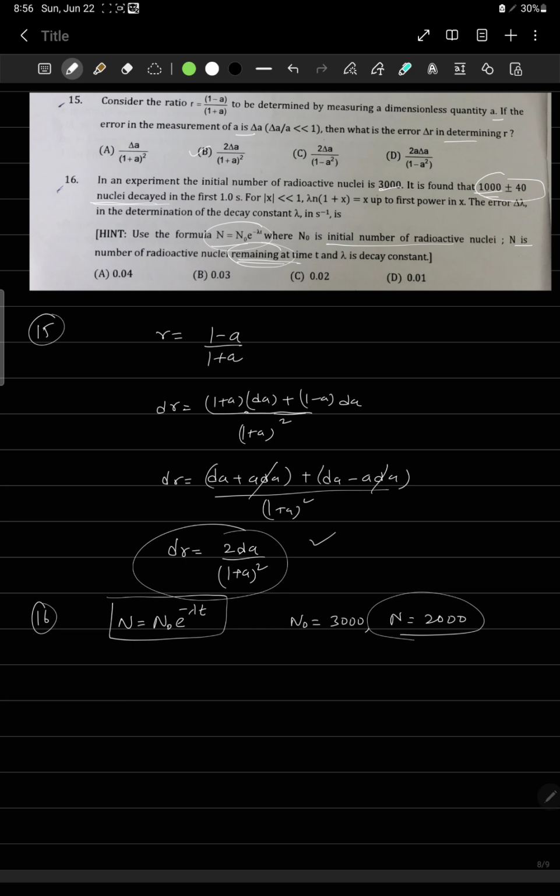Now let's differentiate this equation. dN = N0 e^(−λt) × t × dλ.